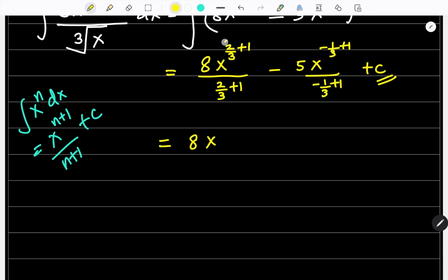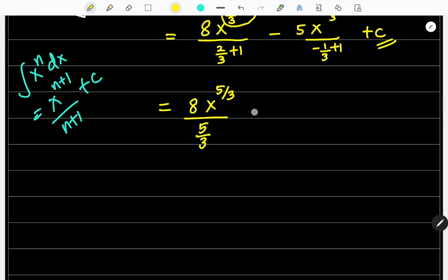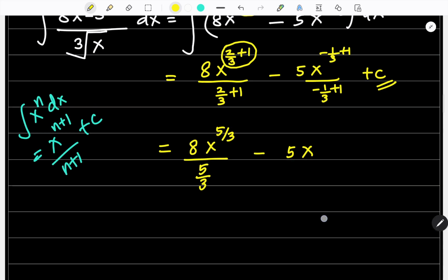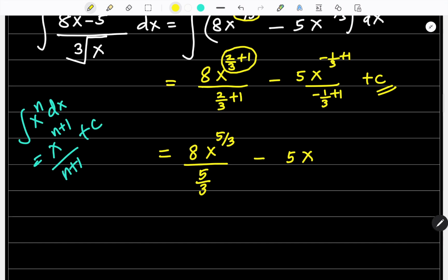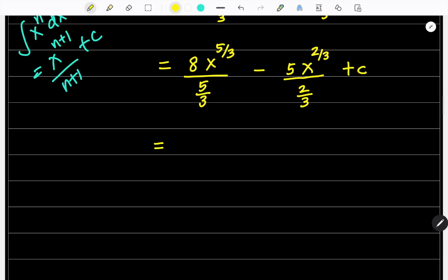You put in the calculator, everybody: 2 by 3 plus 1, which is going to become 5 over 3, divided by 5 over 3, minus 5x to the power of, put in the calculator, minus 1 by 3 plus 1, which is going to become plus 2 over 3. Put this in the calculator and get your answer. Divided by 2 over 3 plus integrating constant C. Now I'm going to flip it.